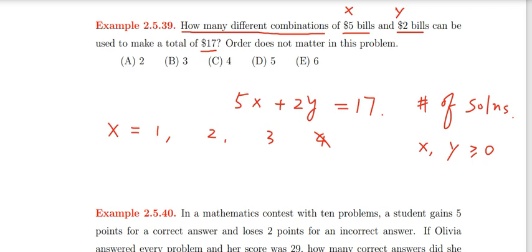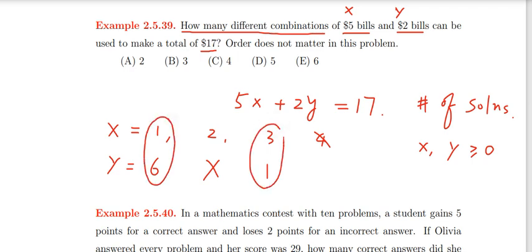So we just check if X equals 1, what is the Y value? Can we have this solution? If X equals 1, then Y equals 6. If X equals 2, then 2Y equals 7, so no such Y. If X equals 3, then Y equals 1, right? So actually we just have these two combinations, two solutions.